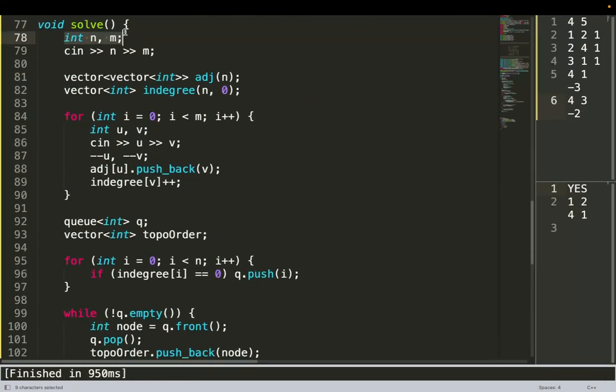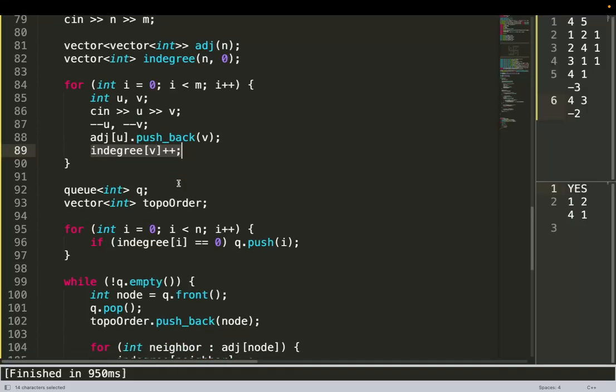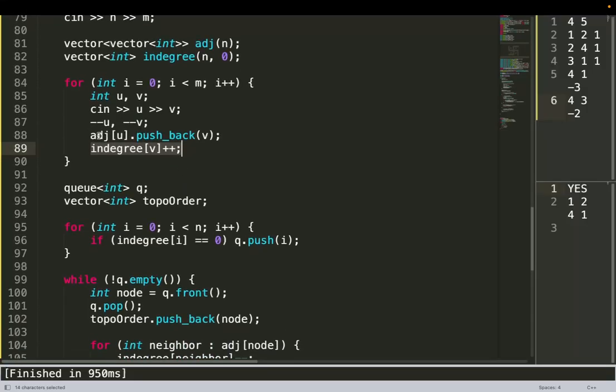So I'm taking the number of nodes and edges as input first of all. Then calculating the adjacency list and the in degree for every particular node, taking the input u to v, converting to zero based indexing. There is an edge from u to v, so in the adjacency of u I am pushing back v, and I am incrementing the in degree of v by 1 because there is an edge from u to v, so for v there is one incoming edge.